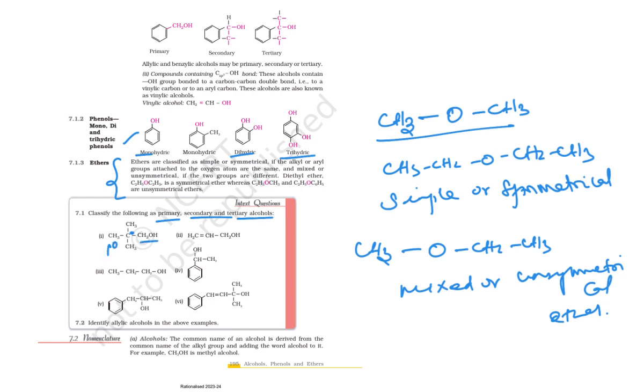So this is primary. So here also, the OH bonded carbon is connected with only one carbon. So again, this is primary. This is an OH bonded carbon connected with only one carbon. So again, this is primary. This OH is bonded to a carbon connected with one carbon, here one carbon.